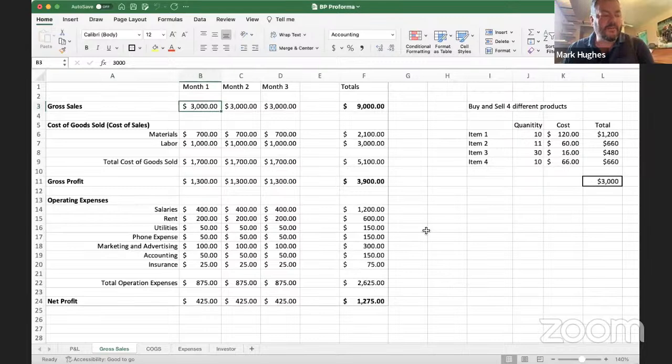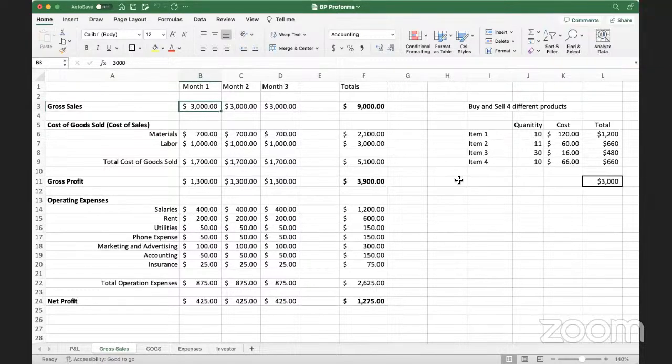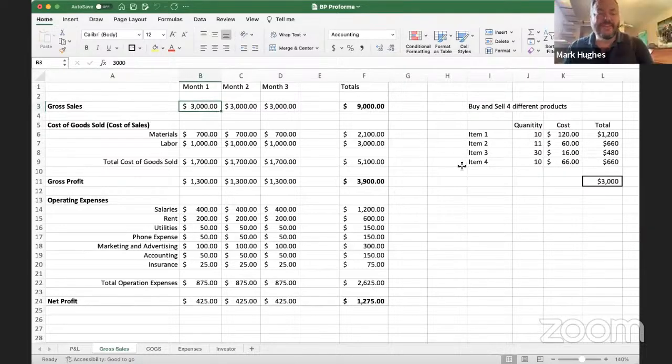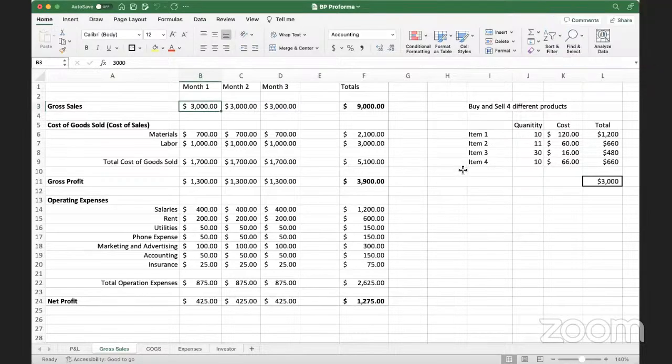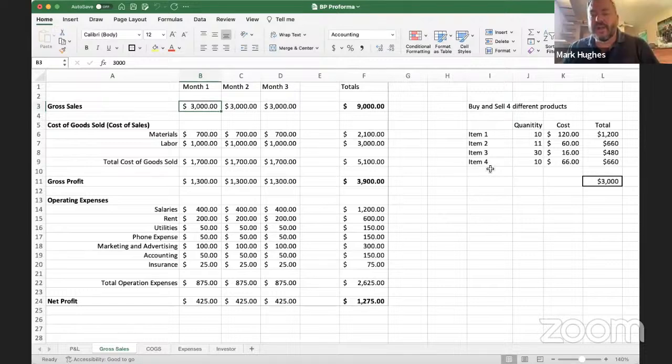All of that together will add up to 3,000 kwacha. Can you see on the right side of the screen, item 1, item 2, item 3, and item 4? Okay, I'm just making sure.